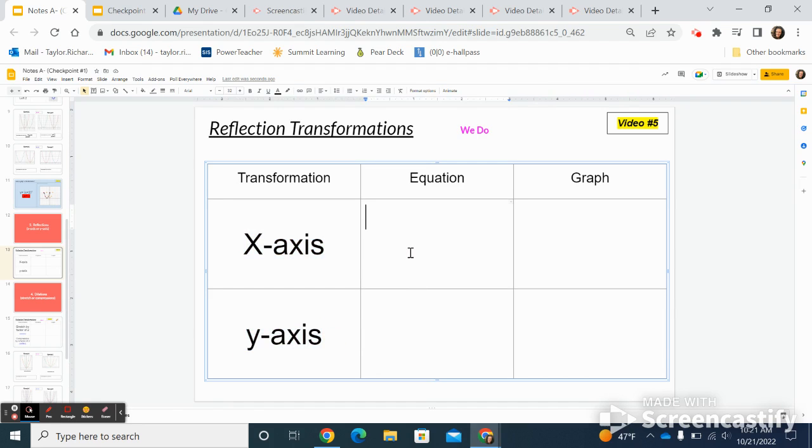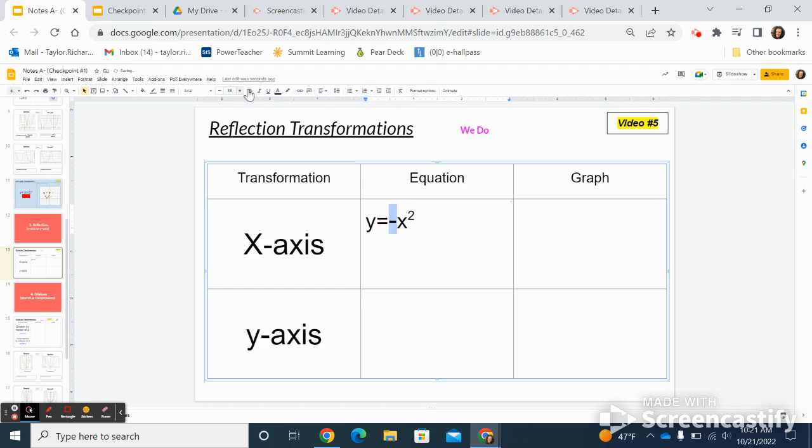So for the equation, just like before, we're starting with our parent function, y equals x squared. These ones are pretty easy because there's no numbers involved. It's just a flip. So you're not moving it up 2 or right 7. It's just a flip. So if you want to show you are flipping it or reflecting it over the x-axis, all you have to do is put a negative sign.